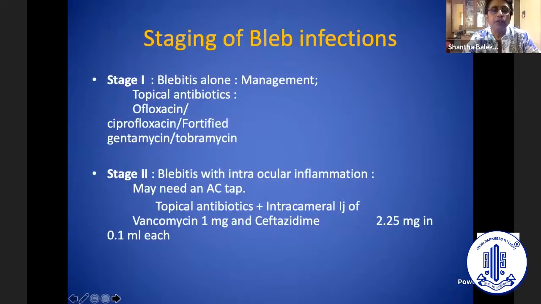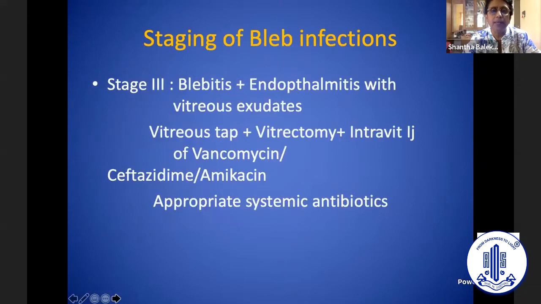So if it's blebitis alone with just bleb infection, very minimal cells in the anterior chamber, topical antibiotics, which may have to be fortified, are sufficient. But if it's blebitis with hypopyon and intraocular inflammation, you may have to do an AC tap and give the appropriate antibiotic. Vancomycin, ceftazidime are usually quite effective. But if it's blebitis with endophthalmitis, with vitreous exudates, then vitreoretinal surgery is required, vitrectomy with intravitreal injections, and systemic antibiotics.